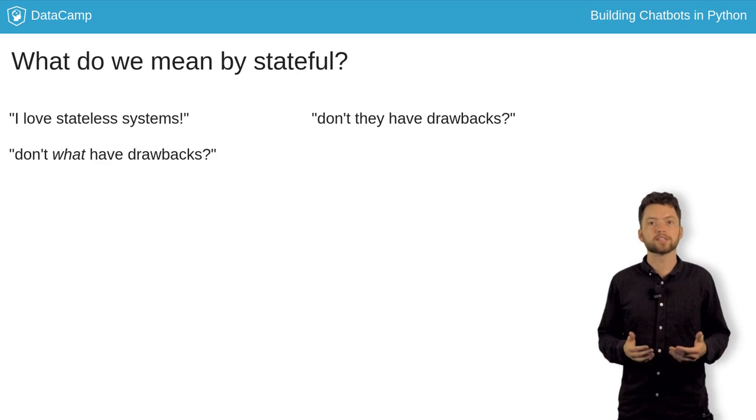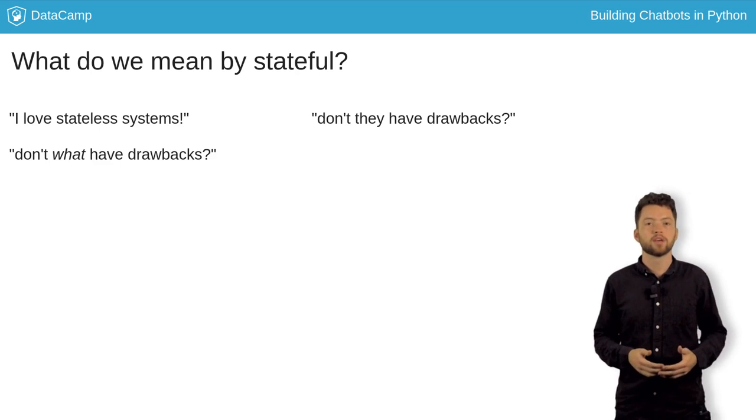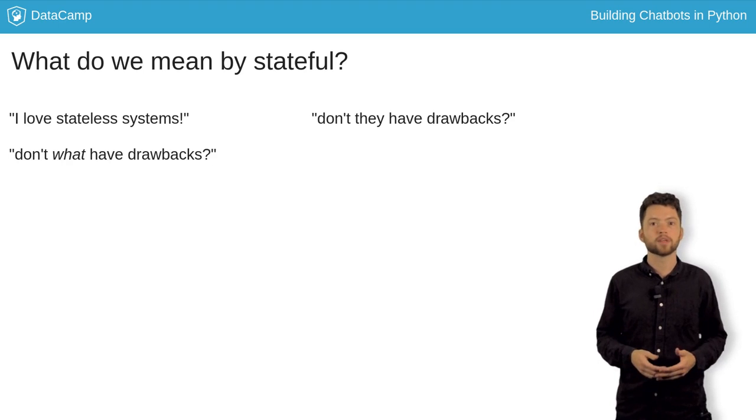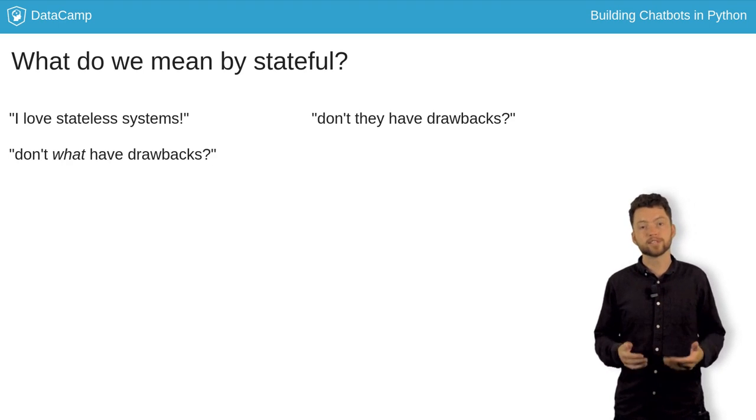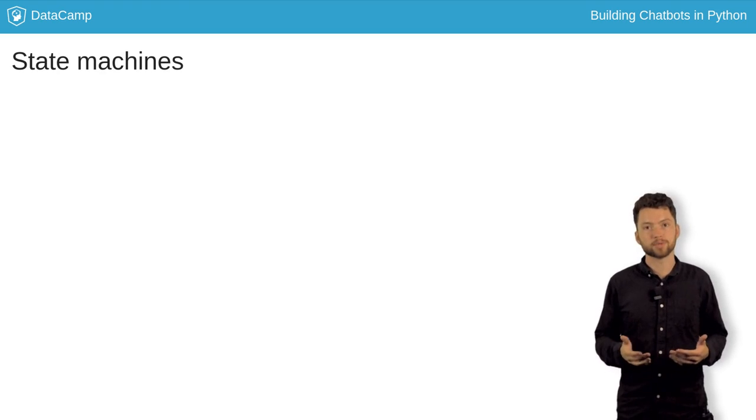What we really mean is that the bot has a memory. In previous exercises, the memory was limited to key-value pairs describing the entities the user had already specified. Now we're going to add an additional piece of memory, a state machine. If you've never heard of a state machine before, don't worry.